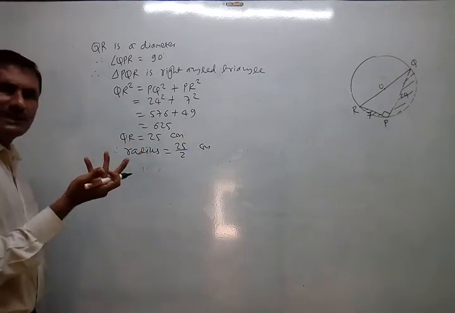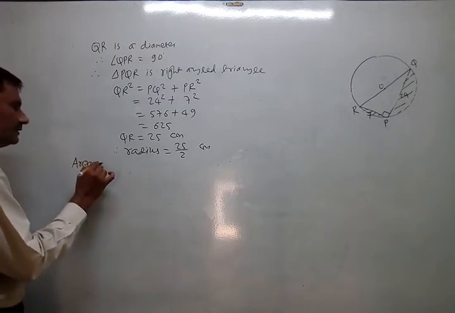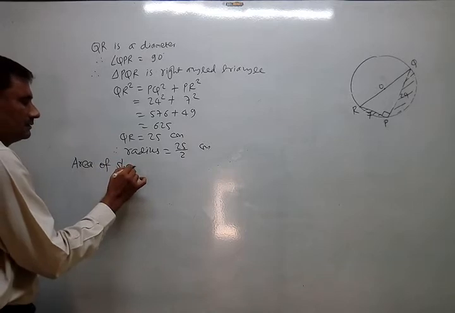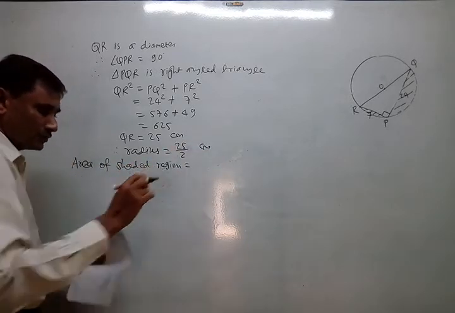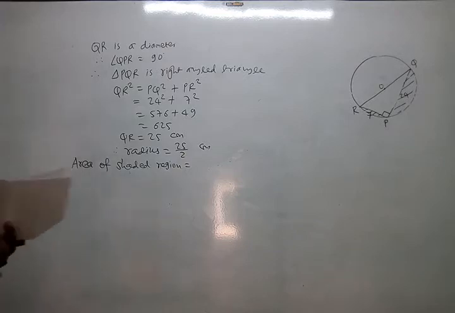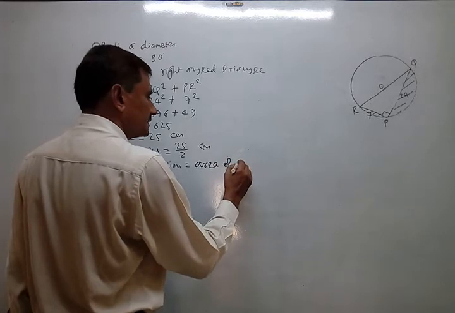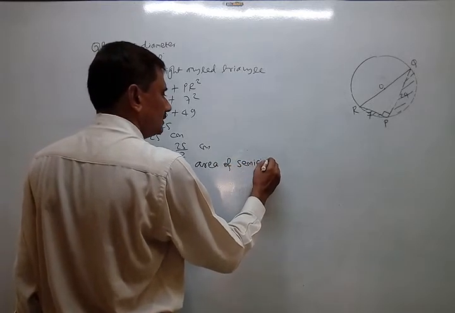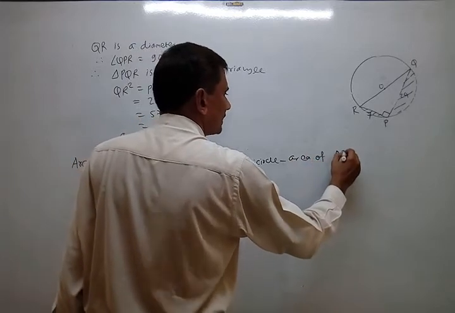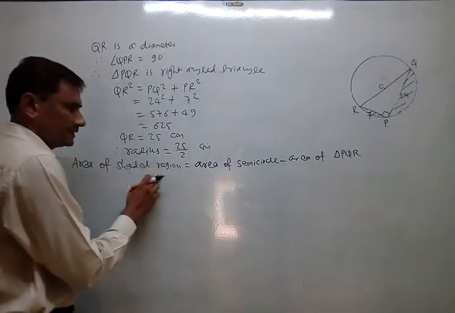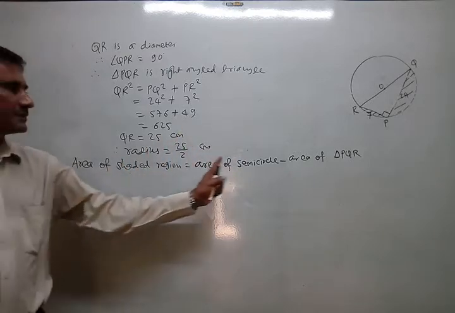Now within one step we can find it. How? The area of the shaded region directly. First of all, write in words how you are going to find it. So area of semicircle minus area of triangle PQR. This is required. You cannot start directly; the statement must be there.